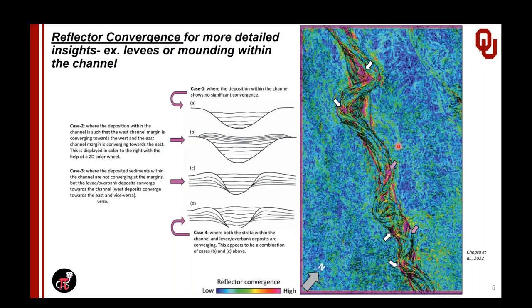So reflection convergence is showing us where the reflectors, if you think of seismic stratigraphy, are converging together or diverging. High convergence, these pink and red colors, shows us parts of the channels where we see that pinching out and convergence of the reflectors. These are some case studies that Satinder Chopra and me and some other collaborators worked on a couple of years ago.